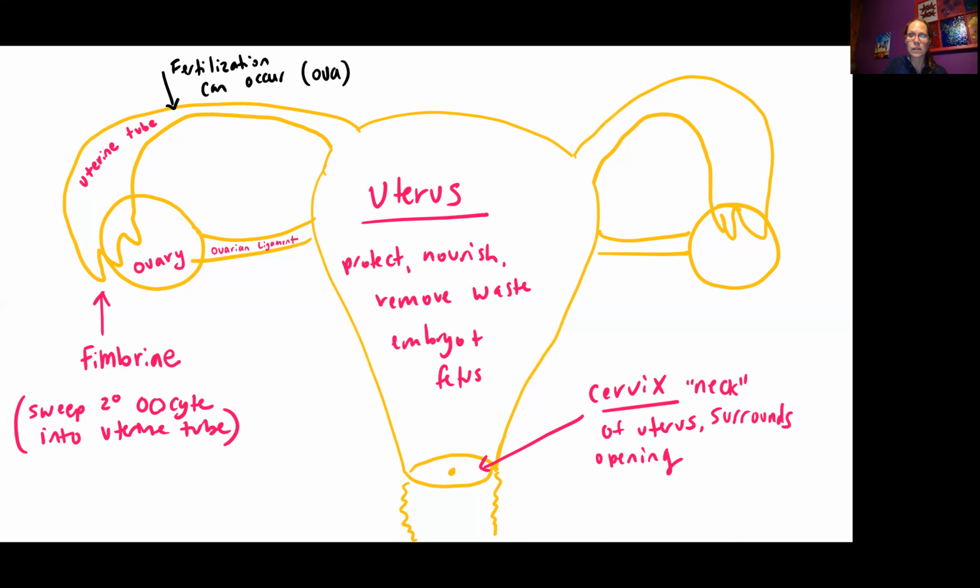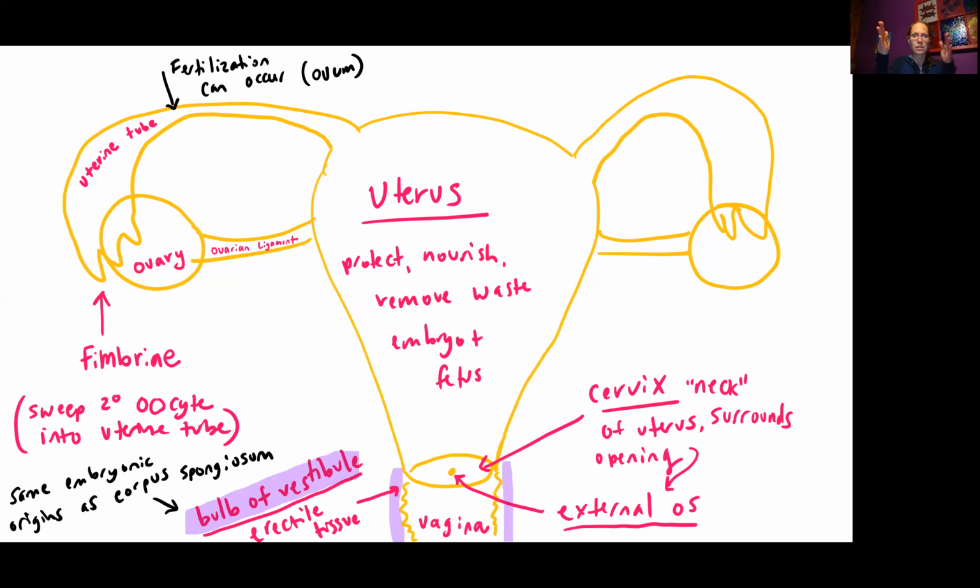The cervix is the neck of the uterus, and it's actually surrounding an opening here called the external os, which leads into the vagina. The vagina has really kind of wavy edges. Those are called rugae. That allows for a lot of stretch. So obviously the vagina has to be able to stretch during intercourse as well as during birth. On either side of the vagina, you have erectile tissue called the bulb of the vestibule. Now, this has the same embryonic origins as the corpus spongiosum in males.